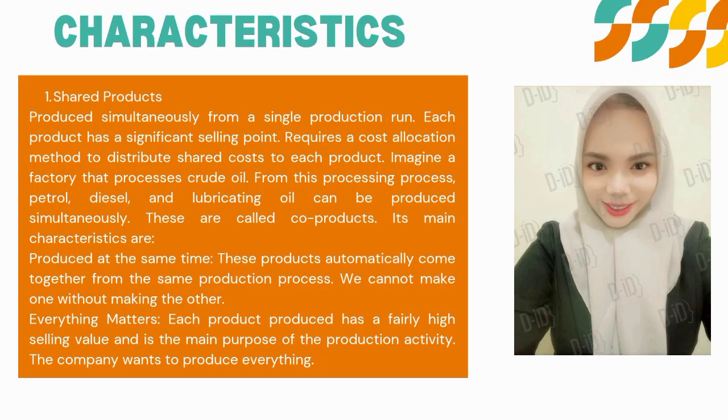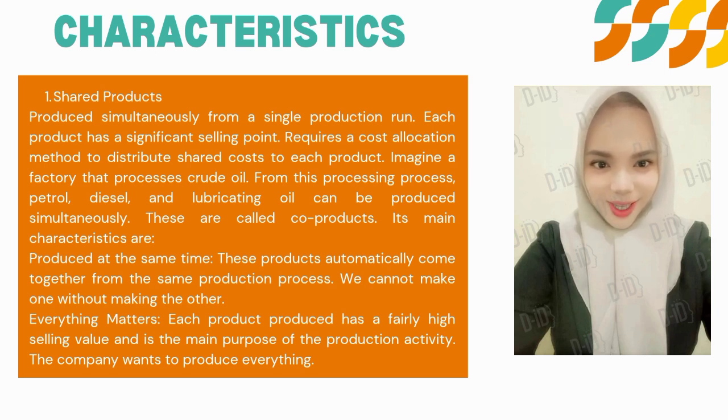Characteristics. Shared products produced simultaneously from a single production run. Each product has a significant selling point, requires a cost allocation method to distribute shared costs to each product. Imagine a factory that processes crude oil. From this processing process, petrol, diesel, and lubricating oil can be produced simultaneously.